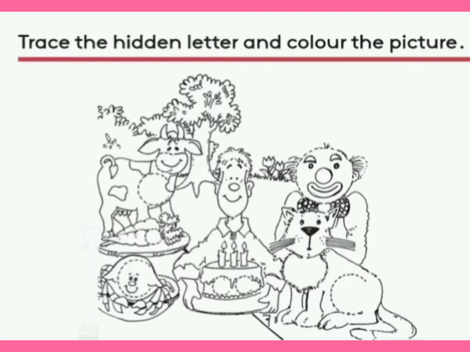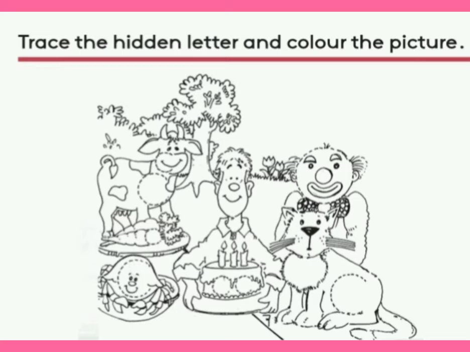What can you see in this picture? I can see a cow, a carrot, a clown, and also a cat, a cake, and a crab. All these words are also starting with letter C. I'm going to repeat it again.